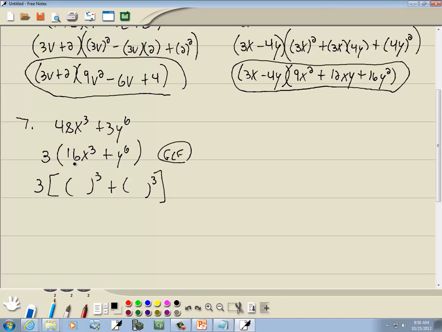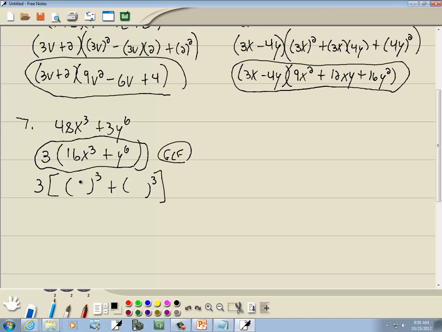So this is our answer. I guess GCF is the only thing we can do on that. 2 times 2 times 2 is 8. 3 times 3 times 3 is 27. Nothing gives you 16. Boy, that's weird.